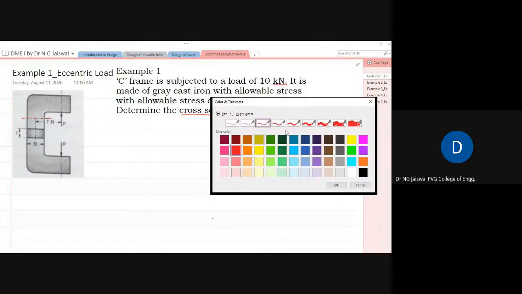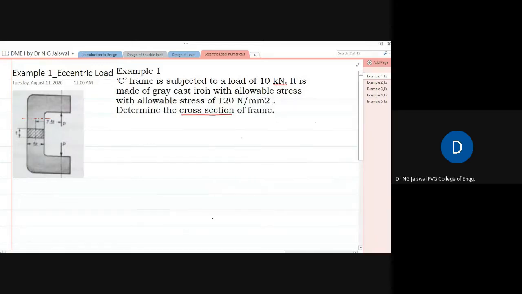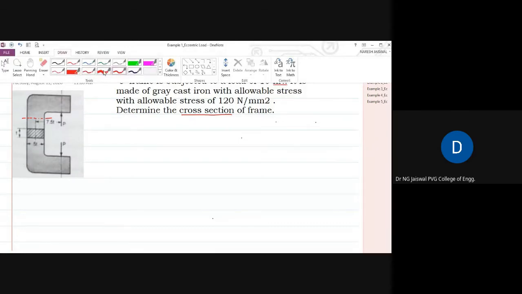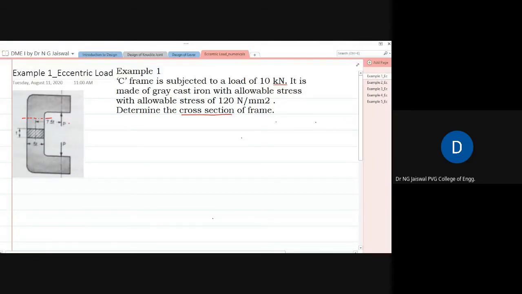Let me change the size a little. The load P mentioned here is 10 to the power Newton. It is made of gray cast iron with an allowable stress. It is not mentioned which stress, but you can understand that this load is a tensile or compression load only. So allowable stress here means allowable tensile stress or allowable compressive stress, 120 Newton per mm square.